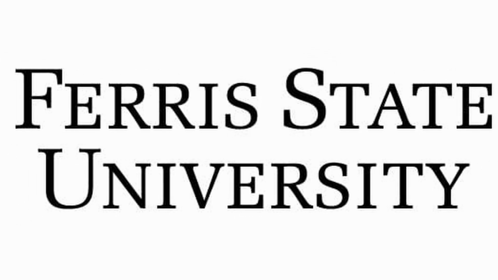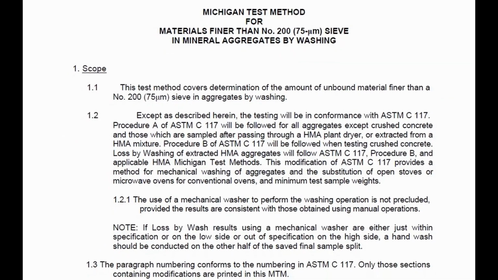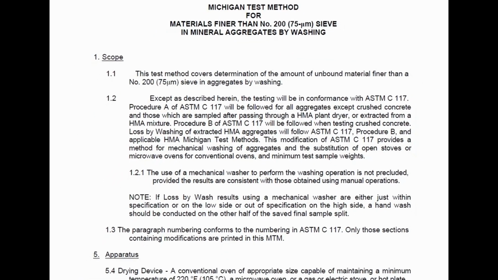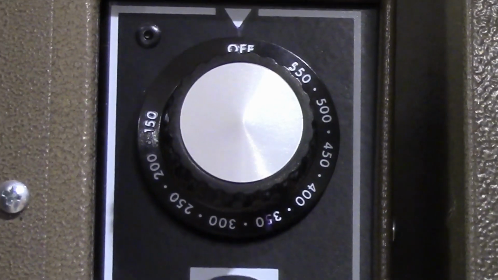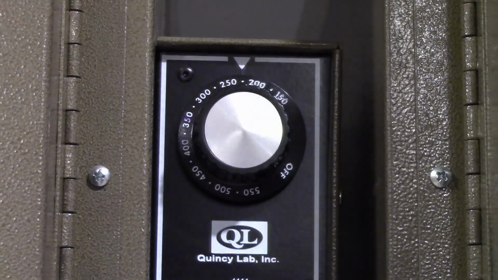This training video will demonstrate the proper procedure for performing the loss by wash analysis, per the Michigan test method. First, obtain your previously split and dried aggregate sample. Refer to Section 5 for the appropriate methods for drying the material.